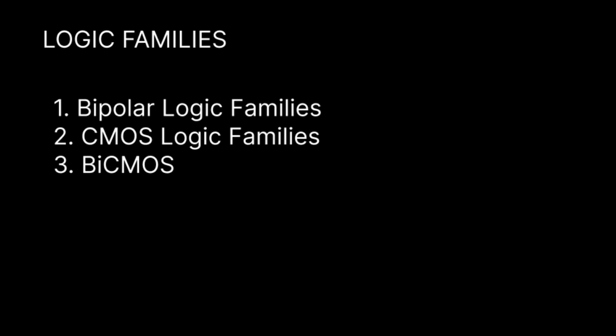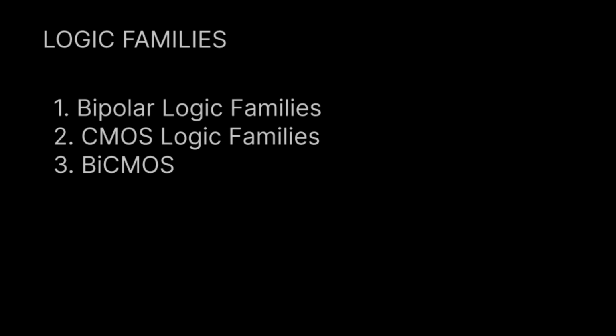Now, these integrated circuits are usually categorized into logic families depending on the components that are used to make them. For example, for integrated circuits that contain logic gates, there are the bipolar logic families, the CMOS logic families, and the BiCMOS. We won't look into that, but this usually just determines the speed, the delay, and other things like the amount of power required to run them, and so on. In our case, we'll just be using the parts that we have, regardless of the logic family.